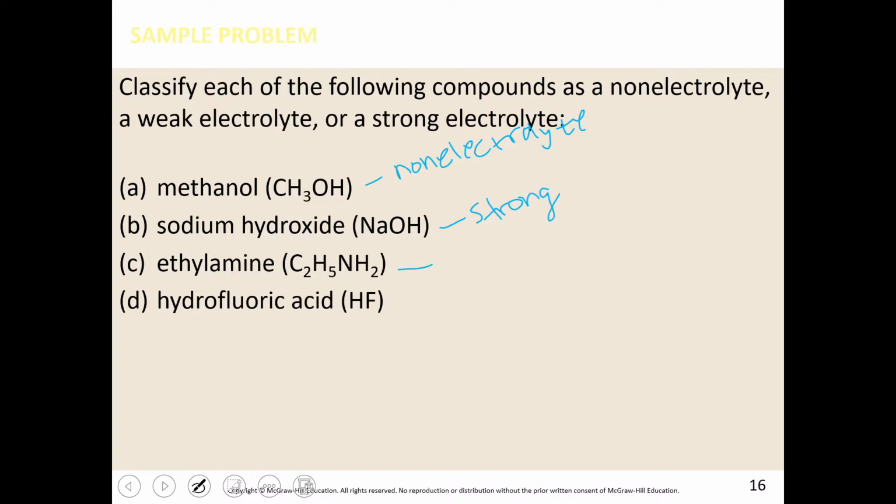Ethylamine, it has all nonmetals, not the ammonium ion, or not ammonia, but a very, very close family member of ammonia. Okay, you'll remember ammonia is NH3. This NH2 here is an amine. So this is going to be considered a weak electrolyte. Okay, and then hydrofluoric acid, we already talked about this. It is a weak acid, therefore it is a weak electrolyte. We know it's an acid because of the hydrogen and fluorine.